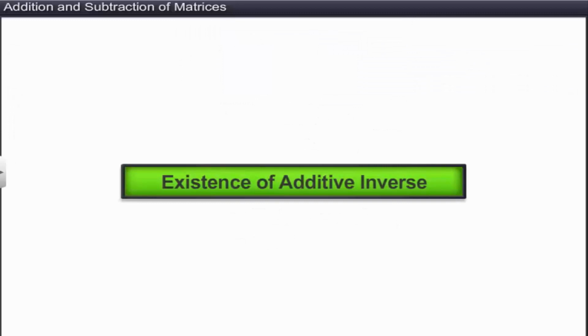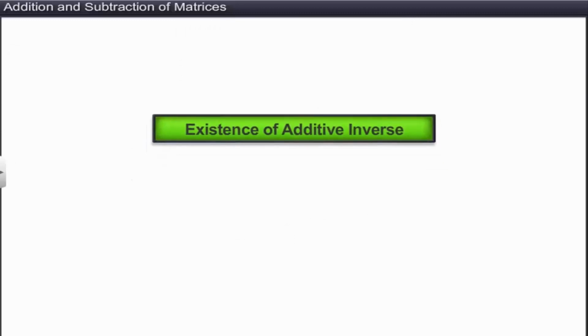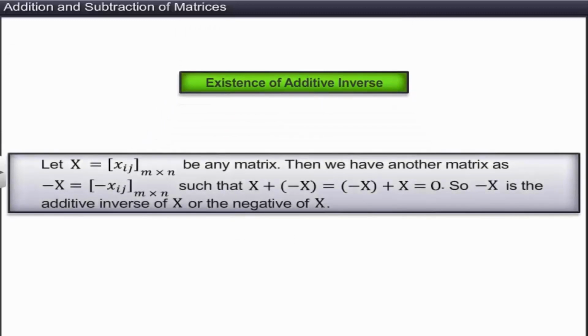Similarly, the additive inverse of a matrix can be defined. Let X be any matrix. Then we have another matrix, minus X, such that X plus minus X is equal to minus X plus X, which is equal to O. So, minus X is the additive inverse of X, or the negative of X. Here, O is a zero matrix.